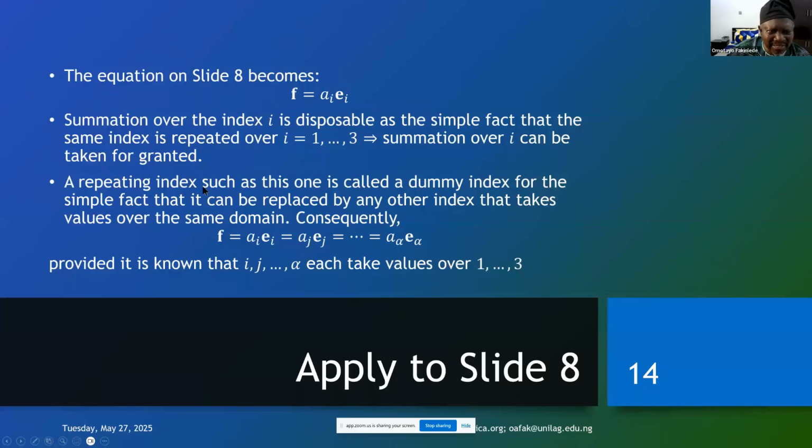A repeating index such as this one is called a dummy index for the simple fact that it can be replaced by any other index that takes values over the same domain. So it could have been Aj Ej, it could have been Ak Ek, it could have been A alpha E alpha, it can be anything. But just that they are repeated and we are summing them over the same range. All the ways we have written them above are equivalent.